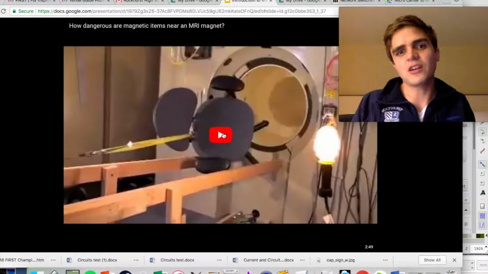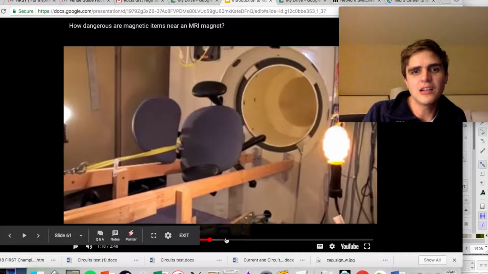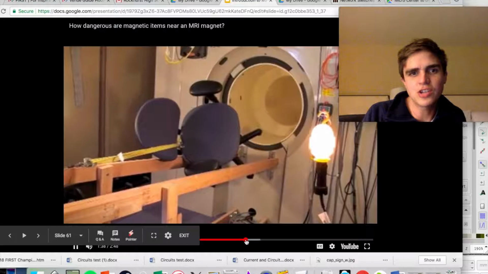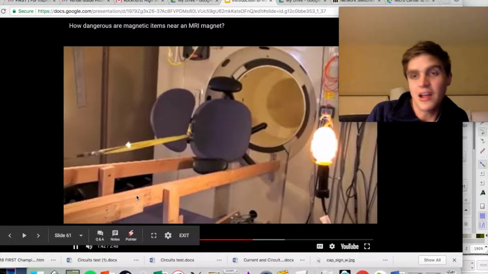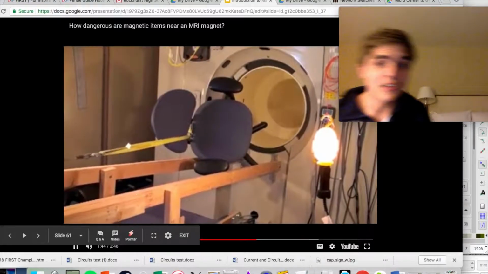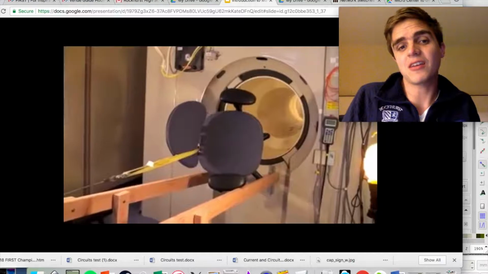Theoretically, this is a video of a chair getting sucked in, I guess. At some point, they're pulling the chair, and yeah, okay, cool. They've got a strain meter over here. The point being, that is a crazy magnet. I've never encountered a magnet like that in my life.